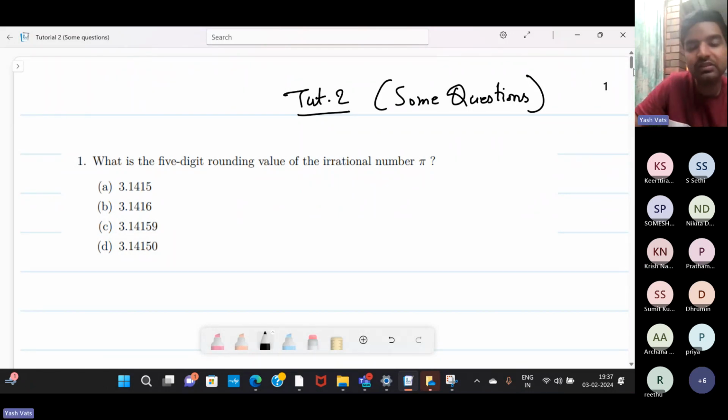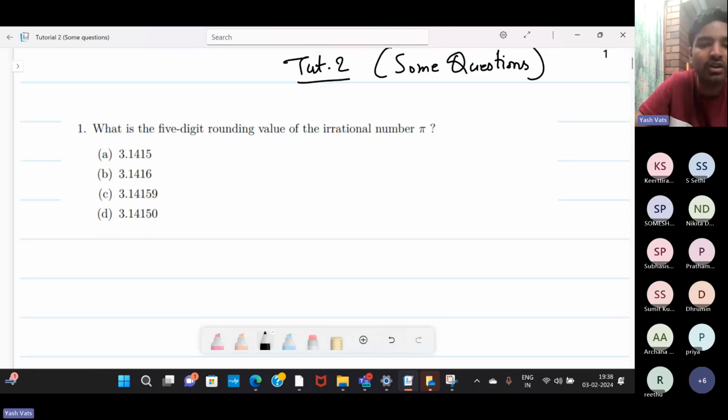Okay, so you all know this. I will explain some random questions regarding assignment 2, just dummy questions here. So let's start from question number 1. What is the 5-digit rounding value of the irrational number pi? So you know how to do rounding? Yes or no?